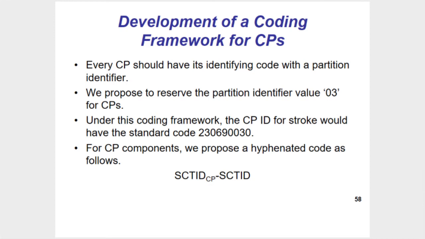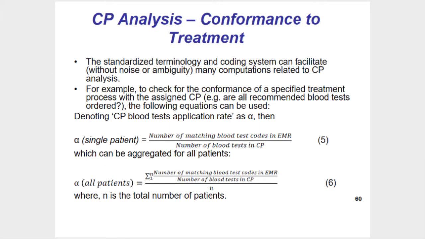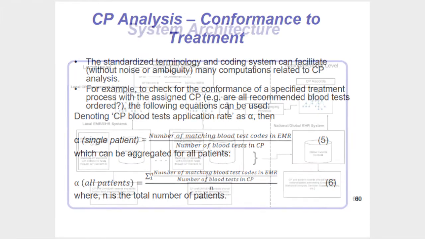On the left-hand side, you have the SNOMED CT of the disease. On the right side, you have the SNOMED CT of the act. And then we link them together. Here we're showing some CP analysis, conformance to the treatment, to know exactly how good the treatment was, for example, if I want to know about the CP blood test and see the rate of how often we are asking for this blood test and so on.